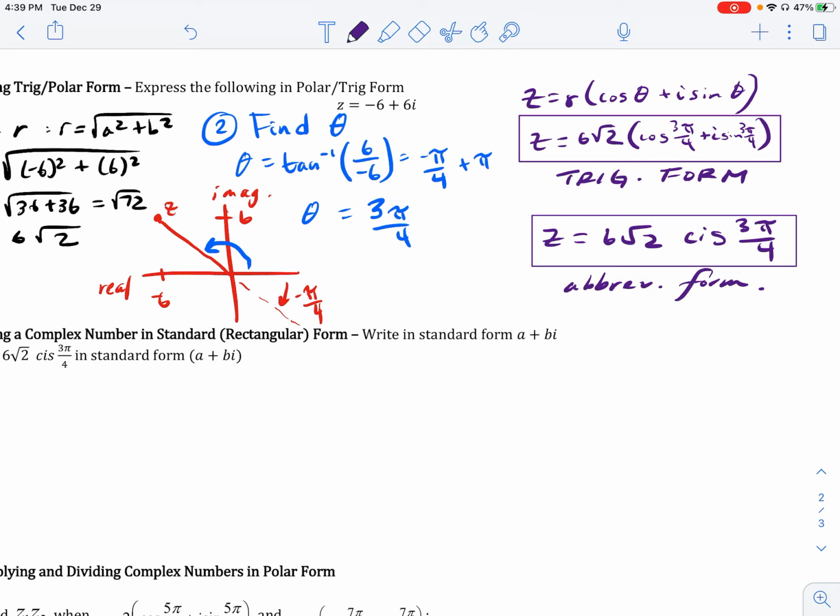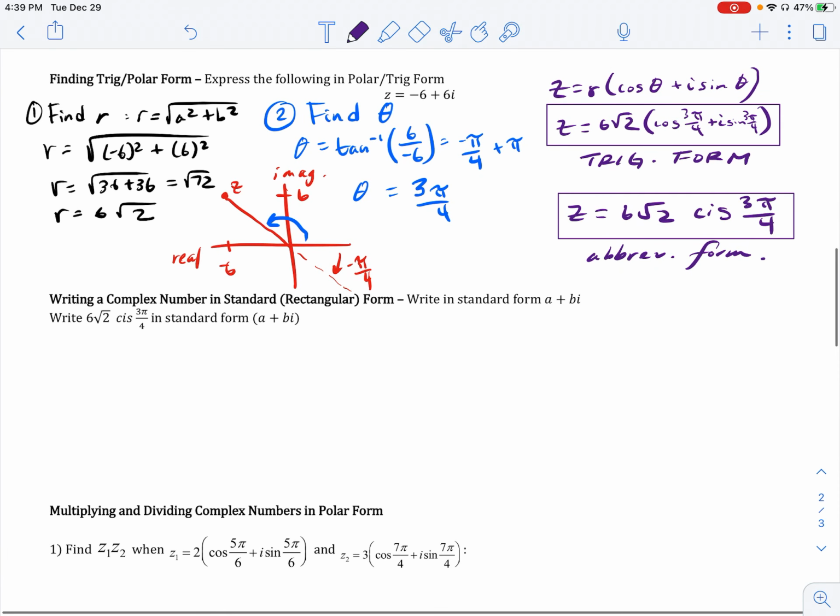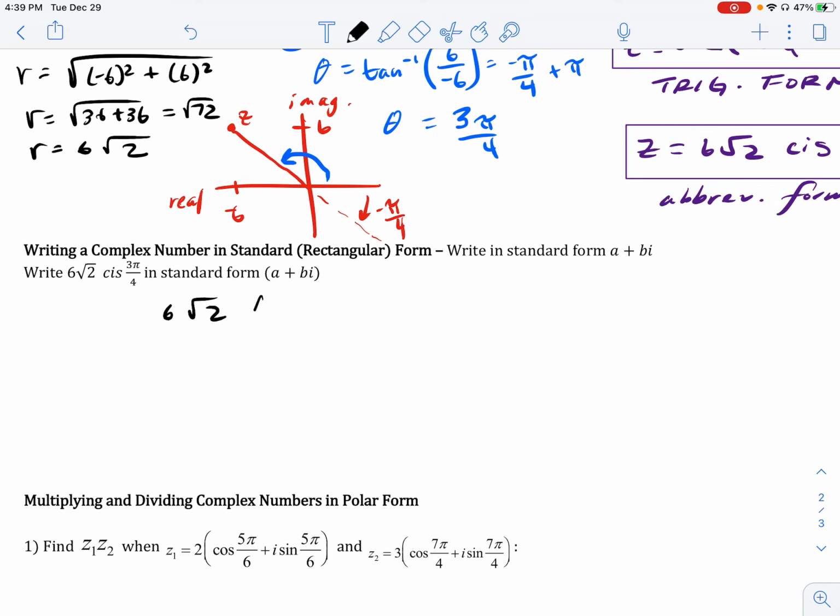Okay, now what if we take a number that is already in polar form, and we want to rewrite it into standard form. So let's take the same number, 6 root 2 CIS 3 pi over 4, our trig form, and let's write it back into standard form, just so we know how to do that. I'm going to write it out just so we can see exactly what we need to do. So we're going to say cosine of 3 pi over 4 plus i sine 3 pi over 4.